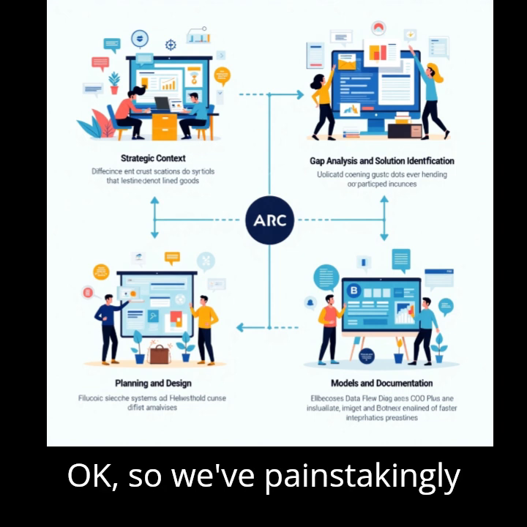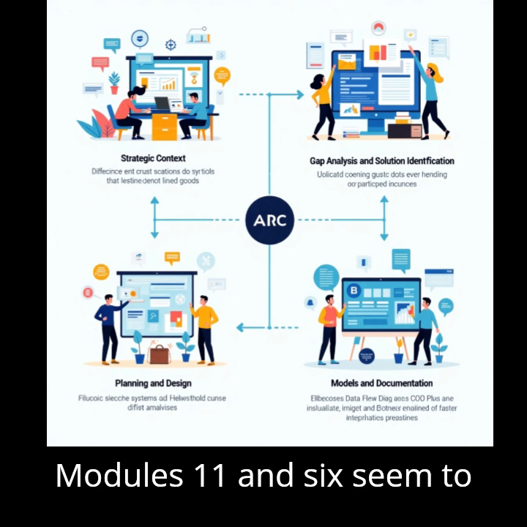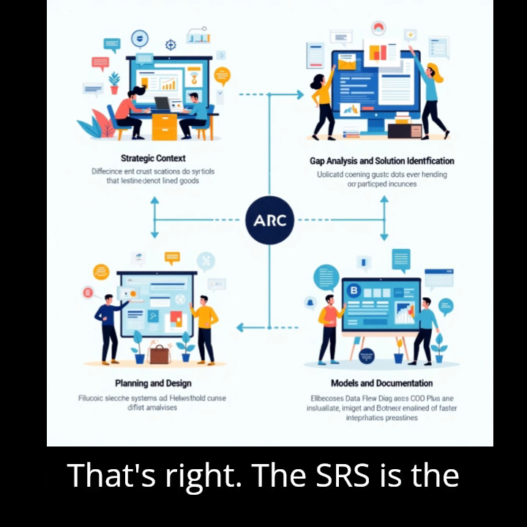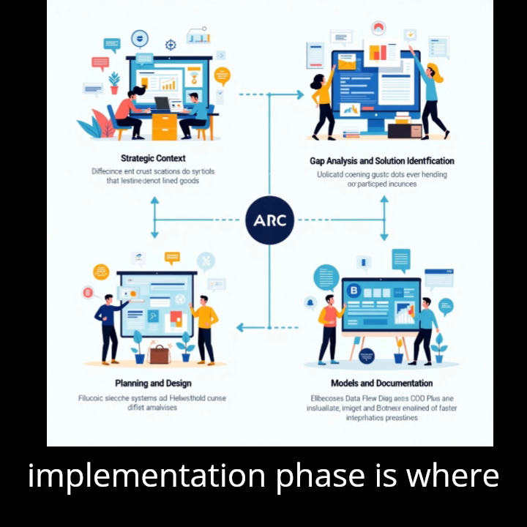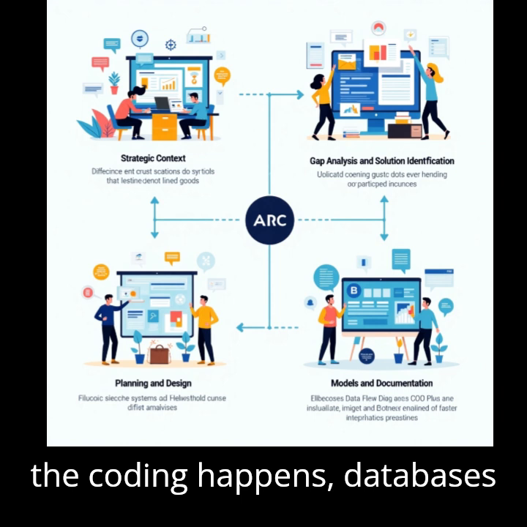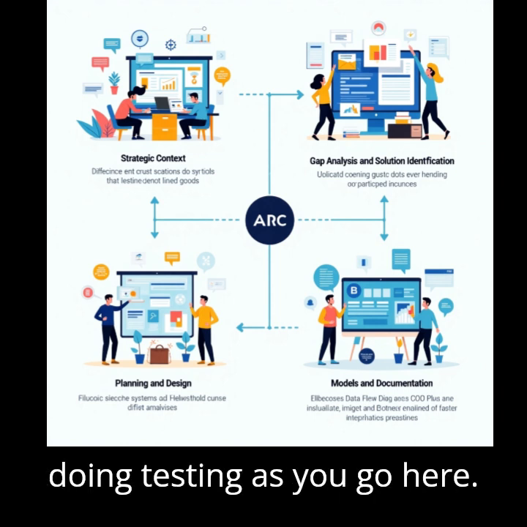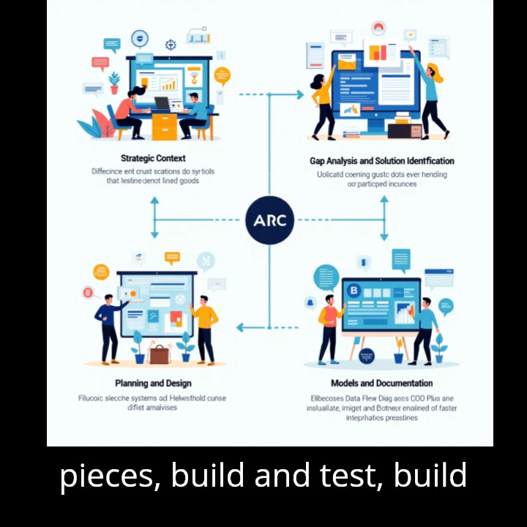Okay, so we've painstakingly defined the requirements in the SRS. What happens next? Modules 11 and 6 seem to guide us through implementation and beyond. That's right. The SRS is the blueprint. Now comes the building and rollout. The implementation phase is where the coding happens, databases get set up, components get integrated. You should be doing testing as you go here, unit testing individual pieces. Build and test, build and test.